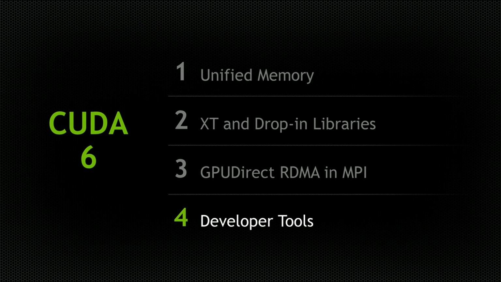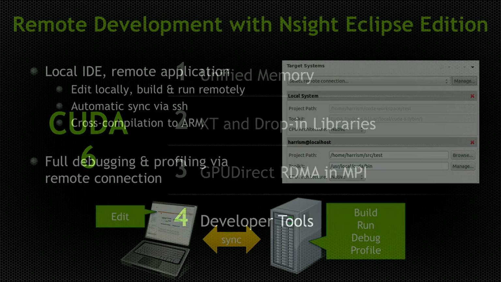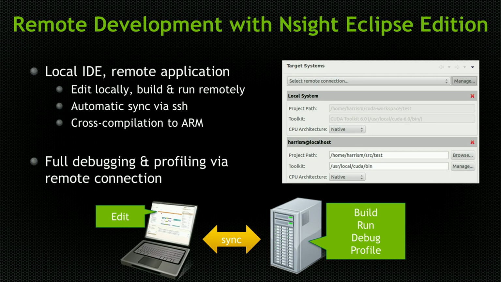So last but not least are developer tools. Tools are crucial to enabling developers to use our platform, so we're continuing to invest heavily in this area. I'm going to tell you about several new features. A big one is support for remote development inside Nsight Eclipse Edition and also in the NVIDIA Visual Profiler. This enables you to have a local integrated development environment, say running on your laptop or on your desktop machine that doesn't have a GPU, and then to run your GPU accelerated application remotely on, say, a cluster node or a server with the GPU that you want to run on.